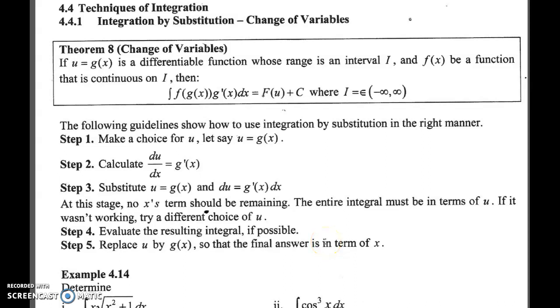Okay guys, in this video we're going to learn several techniques that we can use in conducting integration. These techniques will be useful when we encounter a function that is rather complex. There are going to be basically three kinds of integration that you're going to learn. So we have integration by substitution.